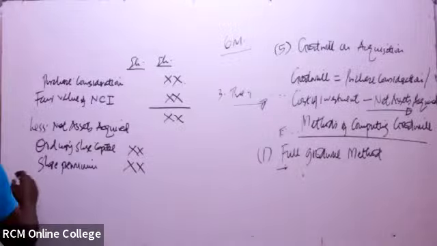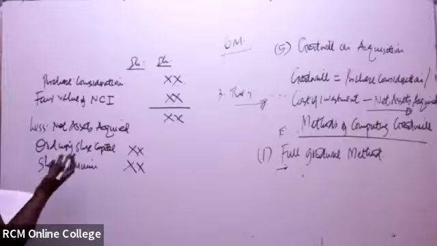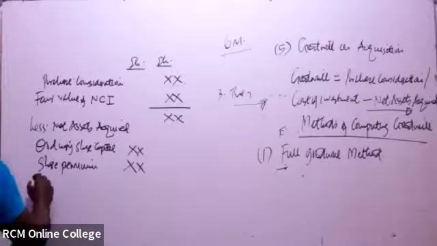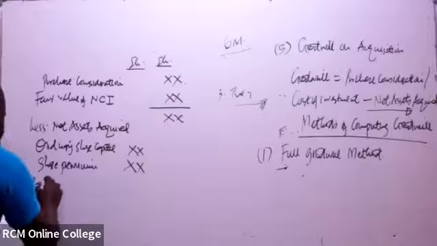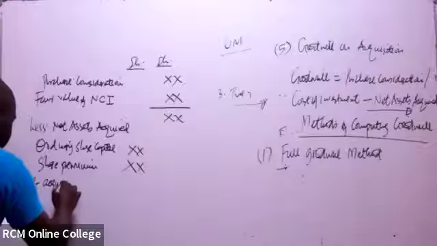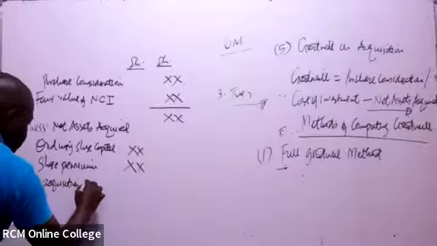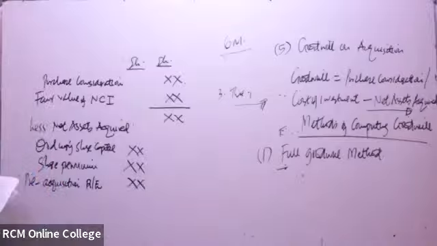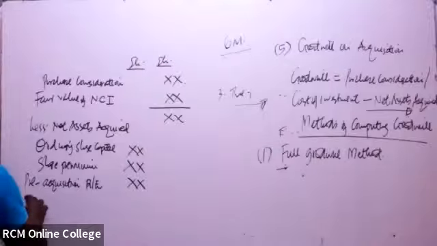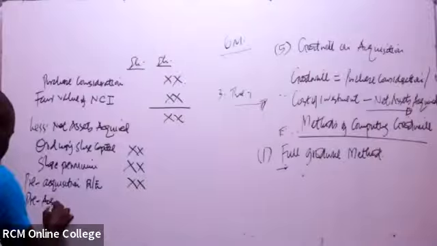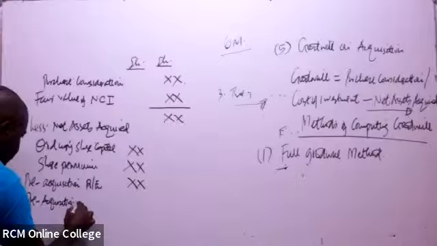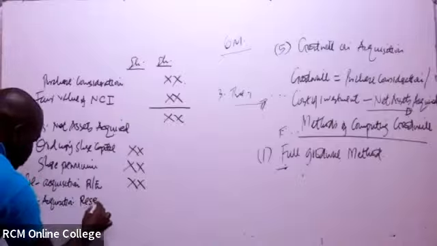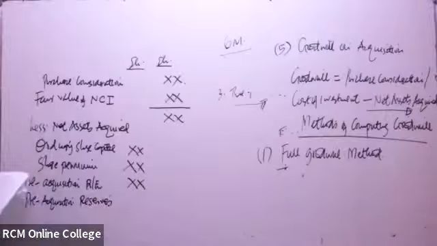Then these ones will not actually be there, but you'll have to consider them. So you'll have pre-acquisition retained earnings. You'll have to put them there. Then you also have pre-acquisition reserves.